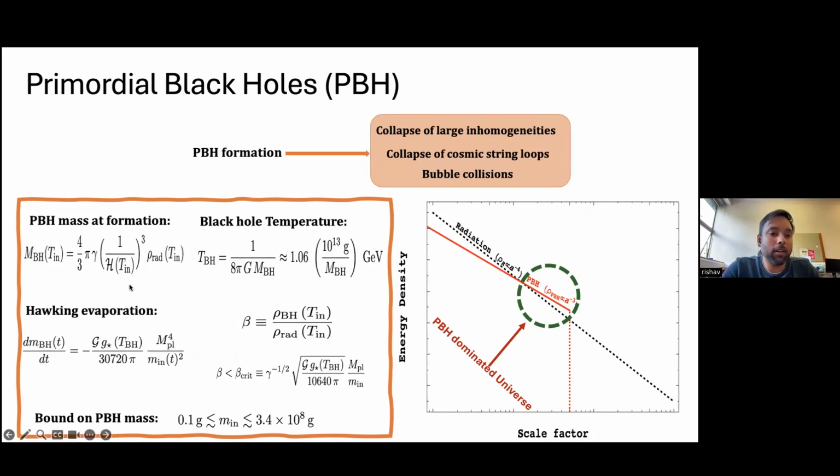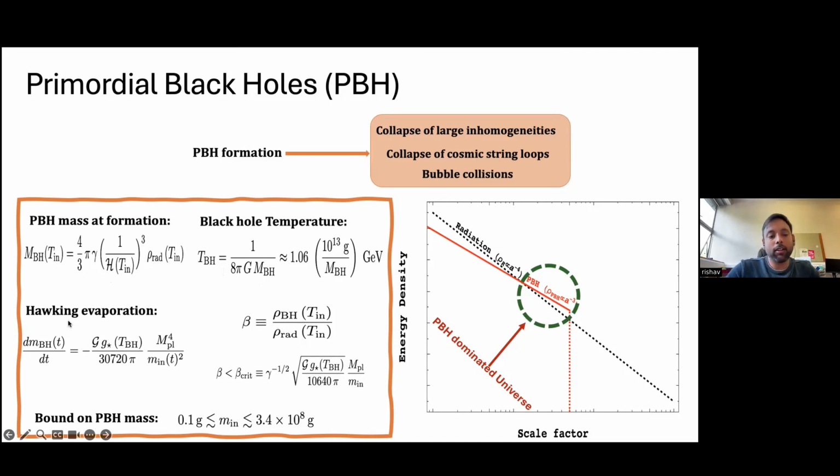Now, this is some basic information about the PBH. Since we considered the formation of PBH in the radiation-dominated era, the mass at the time of formation can be expressed in the following way. Here, rho rad is the energy density of the universe at the time of PBH formation. Then we have the instantaneous temperature of the black hole, which depends on the initial mass of the black hole.